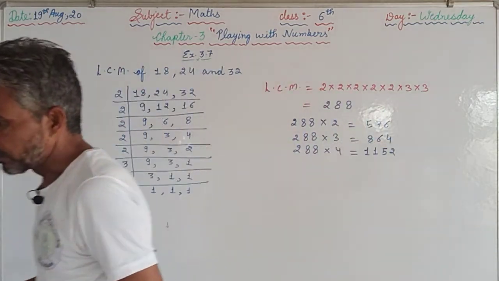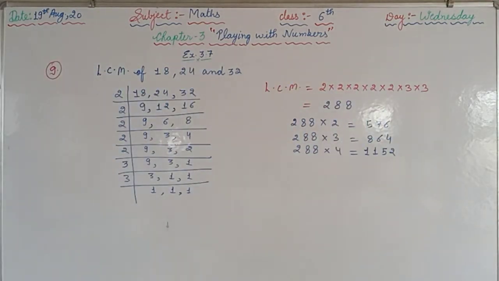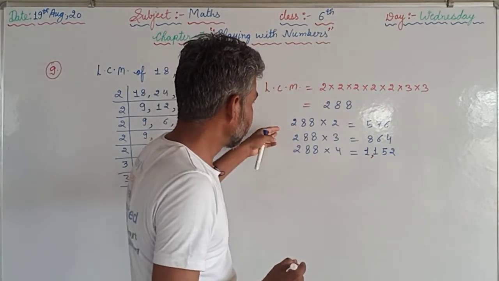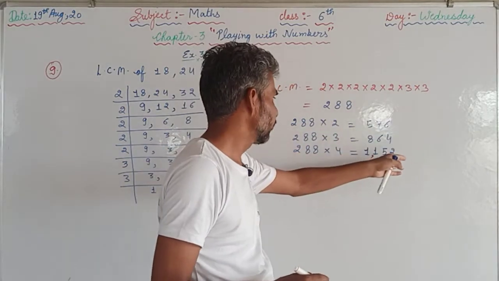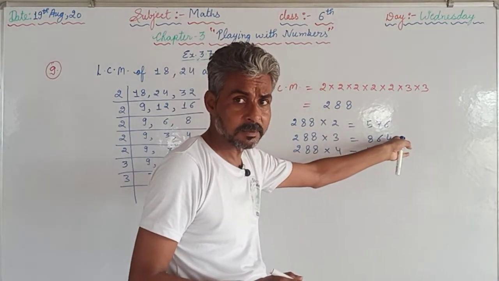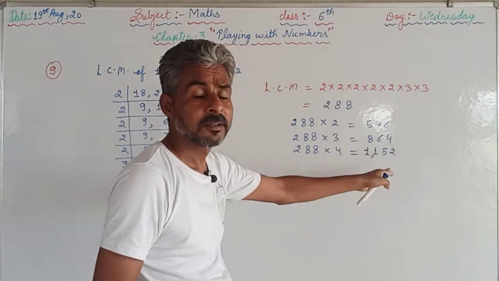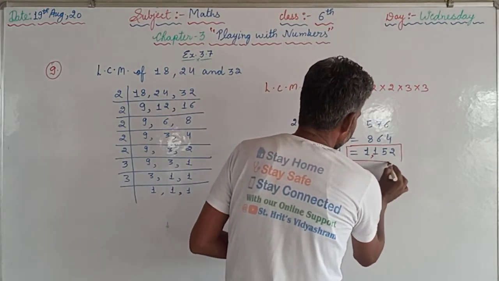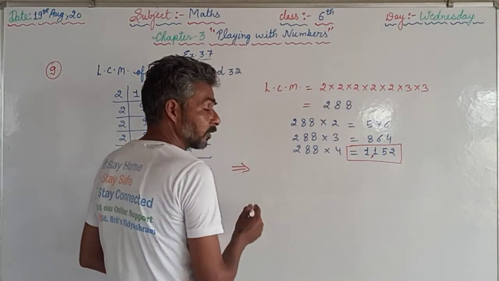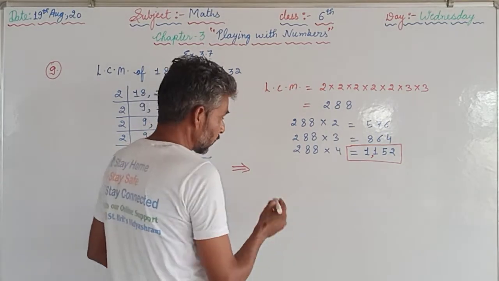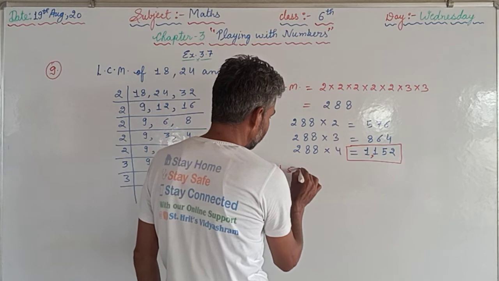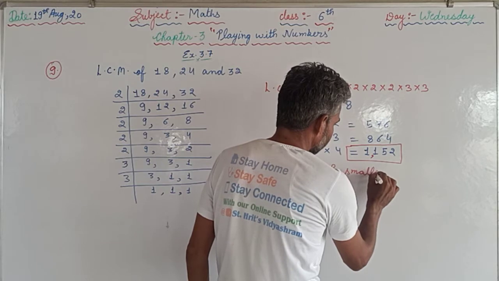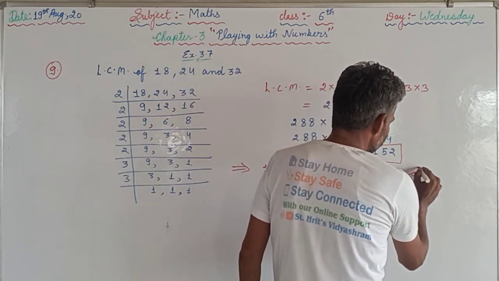So this we got after multiplying. After multiplying we see that when we multiply by 2, we get a 3-digit number. When we multiply by 3, still we get a 3-digit number. But when we multiply by 4, we get a 4-digit number. So this is the required answer. So we can write the answer in the language that 1152 is the smallest 4-digit number.